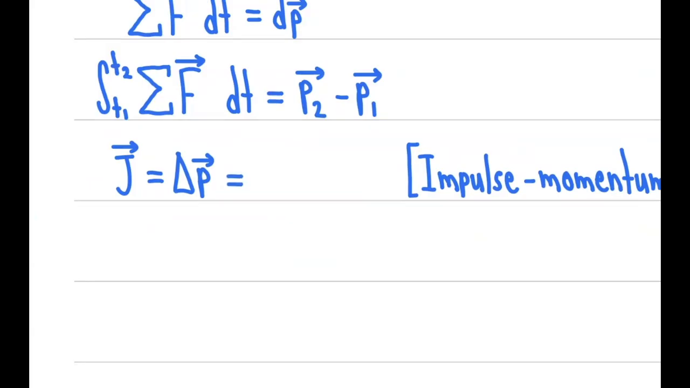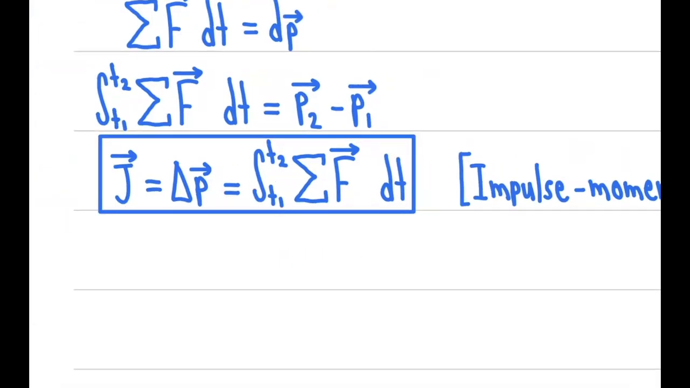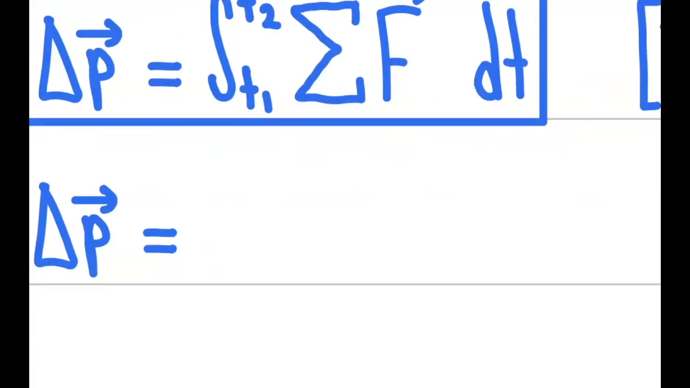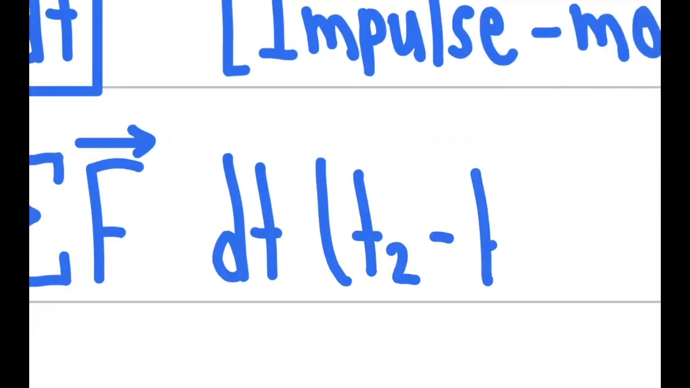And this also equals the time integral of the net external force. So this is for a general net external force. It can be either varying or constant. But if you don't know how the force varies with time, but you do know the average force and the duration of the collision, then you can write the impulse equation another way. I'm going to multiply and divide by t2 minus t1.